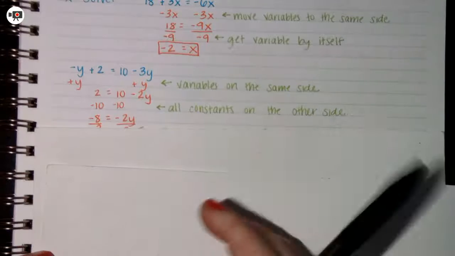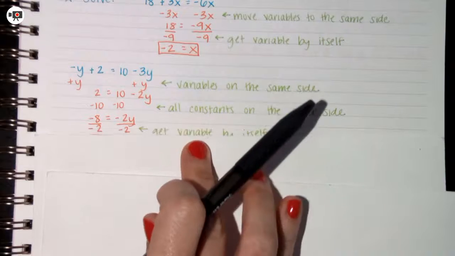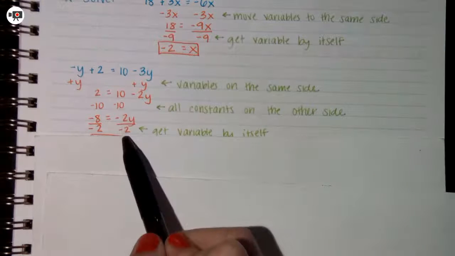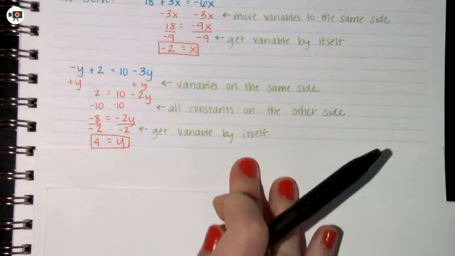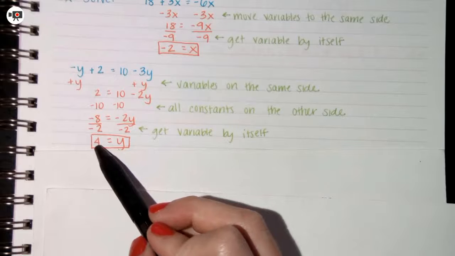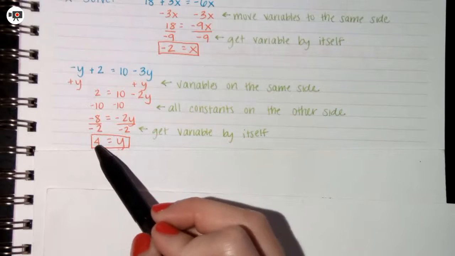But to get my variable of y completely isolated, I need to undo that multiplication with division. Negative 8 divided by negative 2 is a positive 4. A negative divided by a negative is a positive.